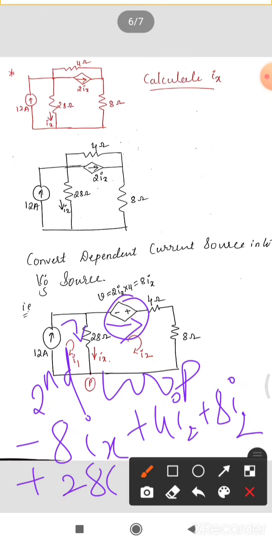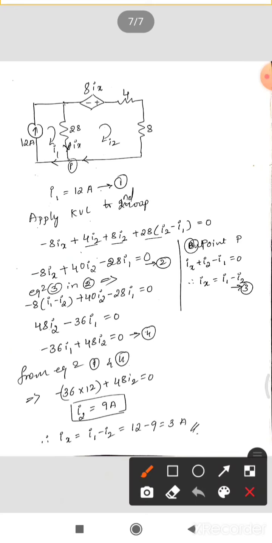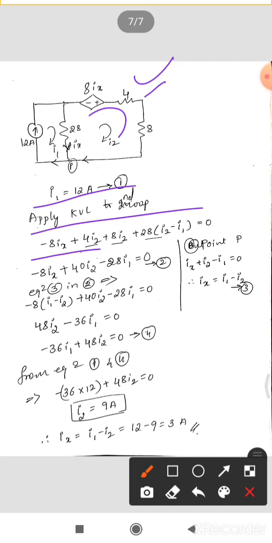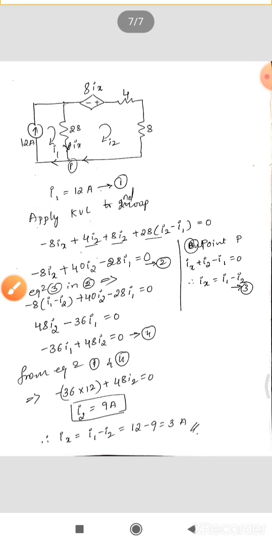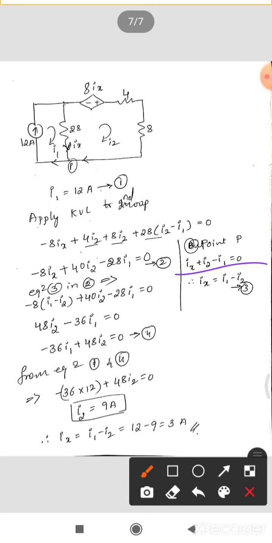Observe these two current directions, both are opposite, so in the second loop it should be I2 minus I1, which is equal to 0. Like this you have to write. So let's write that. Applying KVL: minus 8 Ix plus 4 I2 plus 8 I2 plus 28 into (I2 minus I1) equal to 0. In this equation we need to calculate what this Ix is.